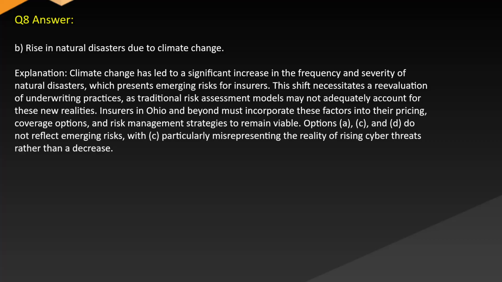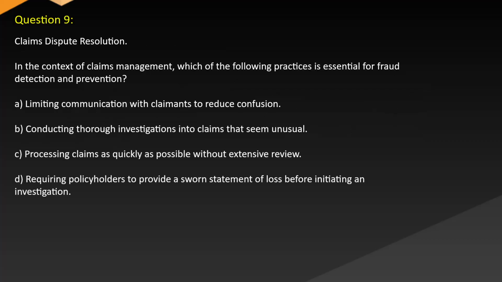Explanation. Climate change has led to a significant increase in the frequency and severity of natural disasters, which presents emerging risks for insurers. This shift necessitates a reevaluation of underwriting practices, as traditional risk assessment models may not adequately account for these new realities. Insurers in Ohio and beyond must incorporate these factors into their pricing, coverage options, and risk management strategies to remain viable. Options A, C, and D do not reflect emerging risks, with C particularly misrepresenting the reality of rising cyber threats rather than a decrease. Question 9.